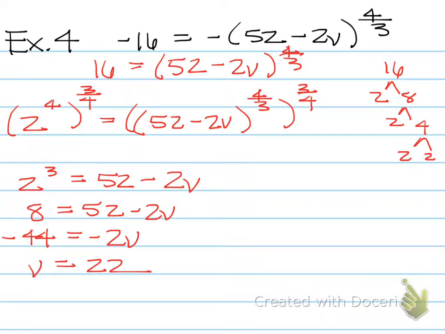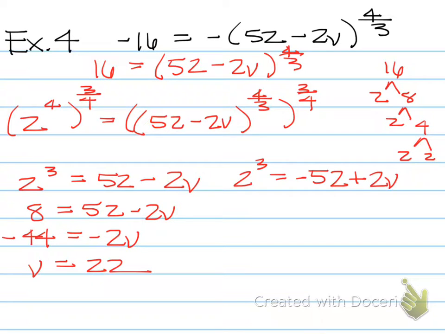v equals 22. And again, whenever you have an even exponent, that base could be either positive or negative, because whenever you square or raise something to an even power, whether the base is positive or negative, it's always going to give you a positive result.